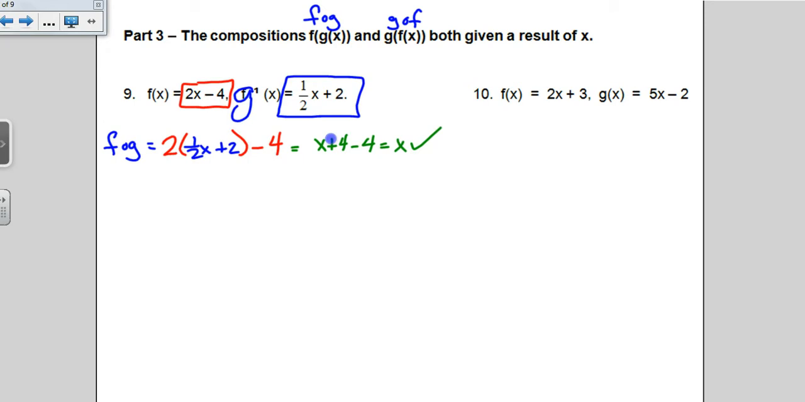Now, this should always come out true if these are inverses, but you have to show me the work. It's just like a proof in geometry. You can't skip the step. Now you got to go the other way.